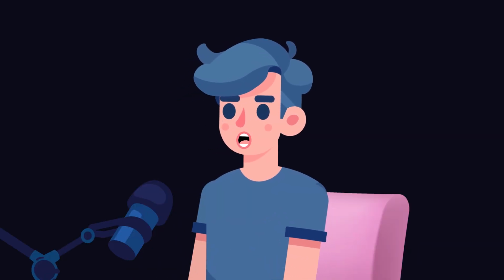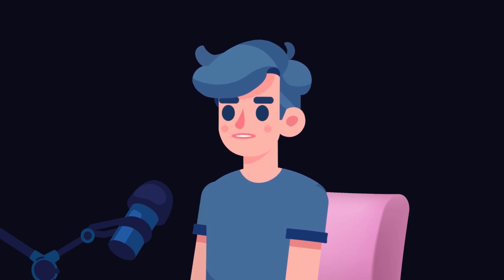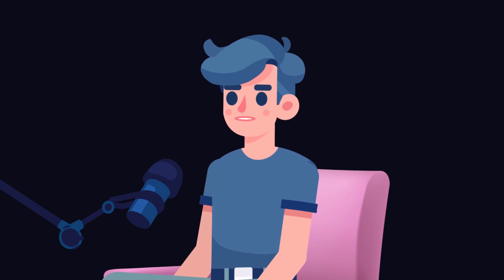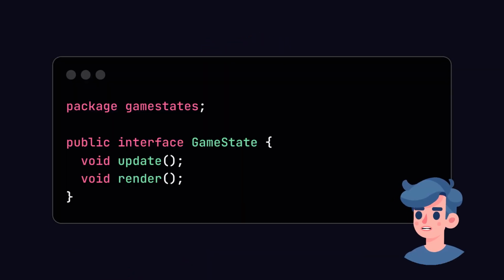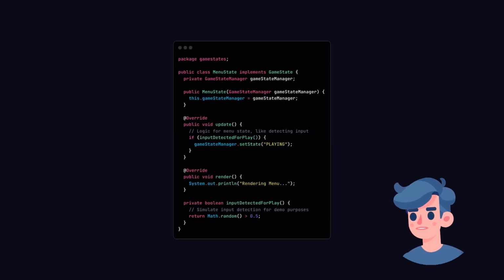Here, we've created a game state manager that uses a hash map to store different game states by name. We can easily retrieve and switch states using the setState method. Next, we need to define our game state interface, which will enforce a common structure for all game states. Let's create that now.